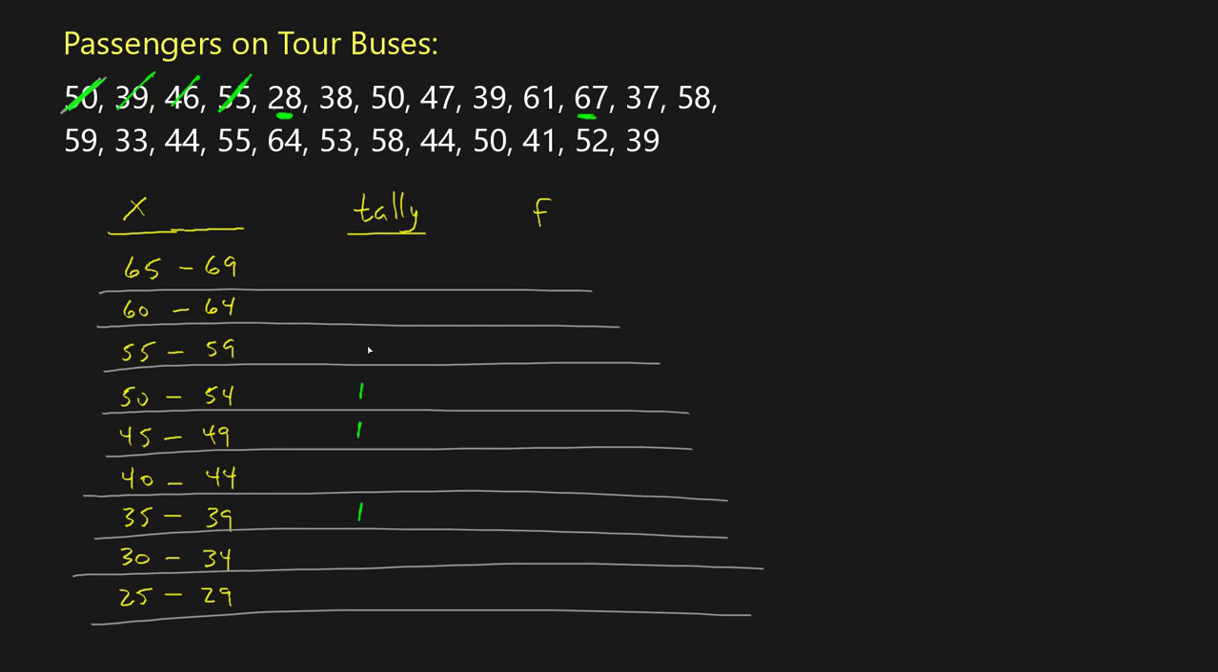So 55, that happens right here. 28. There it is. 38. 38 goes here. 50 is here. 47. It's there. 39. 61. 67. There we go. 37 is here. 58. So already we're starting to get a picture here. We can see that there's a clustering towards the low end.